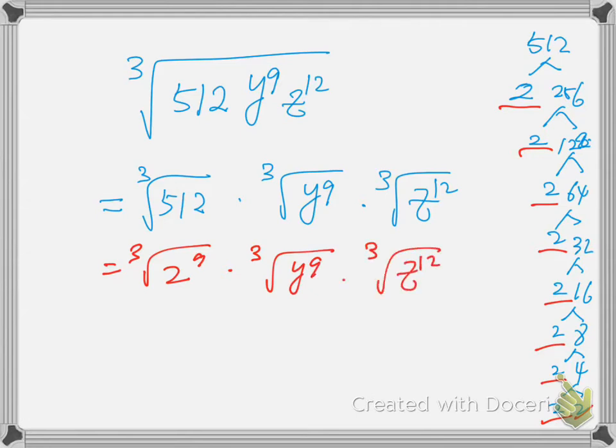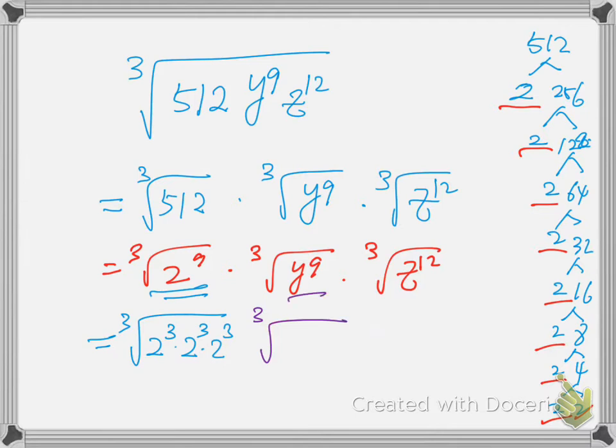Okay, so now I'm going to rewrite everything under the radical sign as some cubes. First one, 2 to the 9th: we get 2 cubed, 2 cubed, 2 cubed. So this is 2 to the 9th power. And then y to the 9th: we split it into 3 cubes, so y cubed, y cubed, y cubed. And then the last one, z to the 12th power, so that means we have z cubed 4 times.